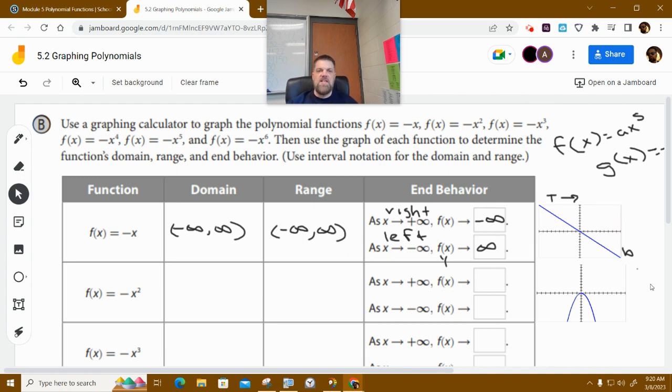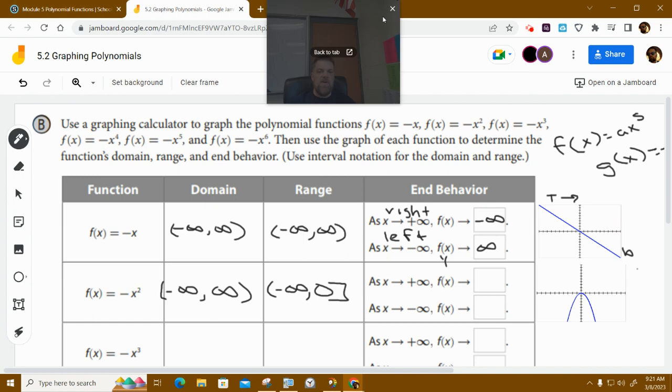Does that change the domain? No. The domain is still from negative infinity to positive infinity. Now the range changes a little bit here. What is my lower boundary? Well, it goes all the way from negative infinity in the y direction all the way up to 0. So it does flip the range, right?